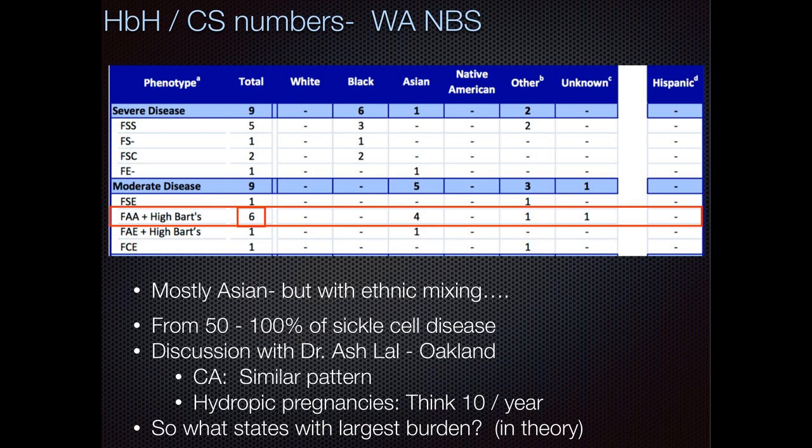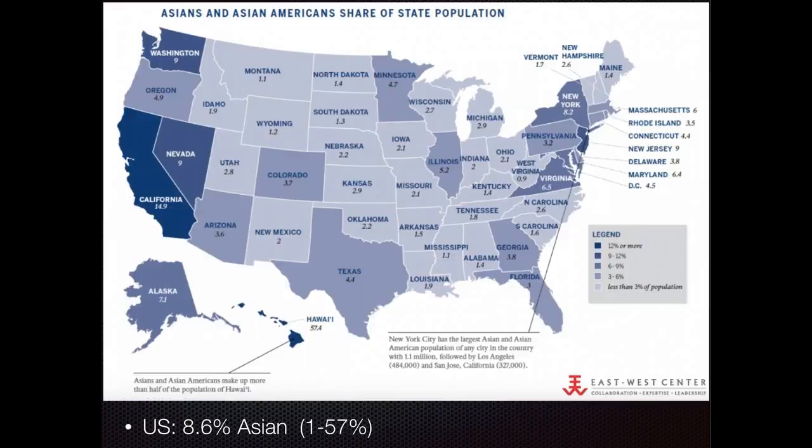So in theory, what states are most highly affected? Well, it's currently most related to the percentage of Asians in the state, which is wide-ranging. So this is a map of the percent of Asian Americans in each state, which ranges from about 1% to 15% in California and 57% in Hawaii.